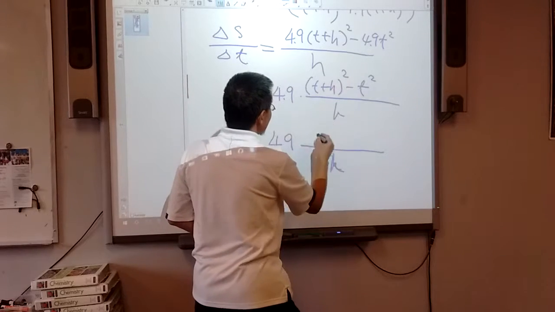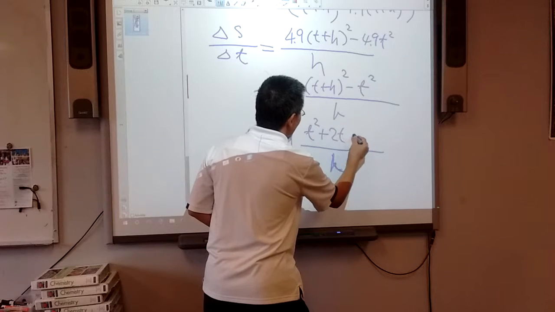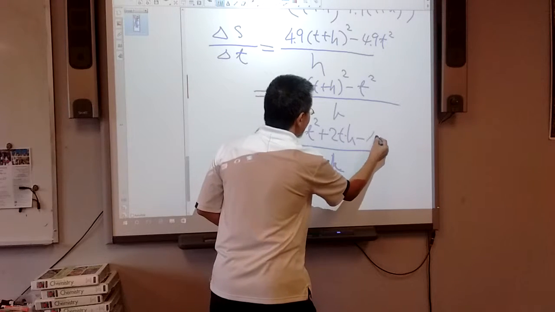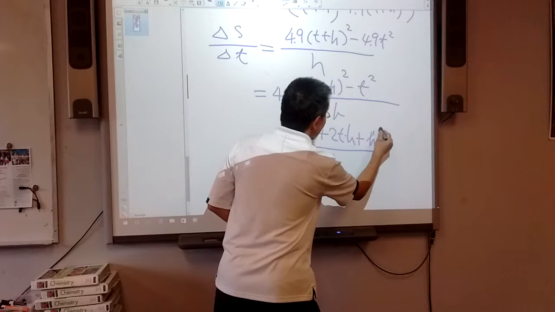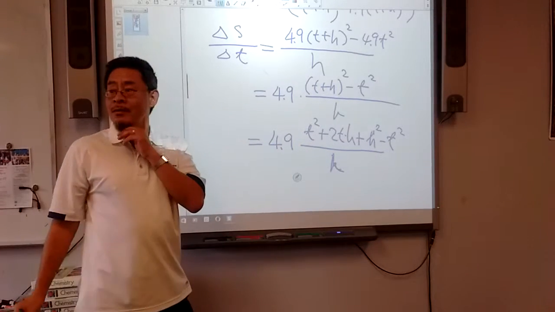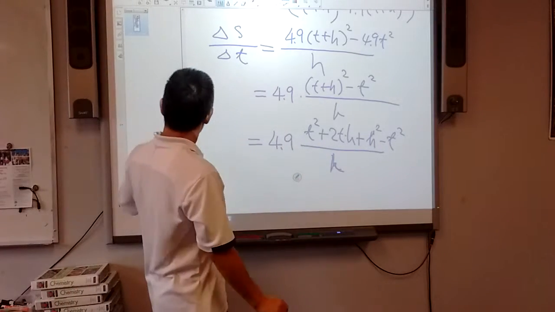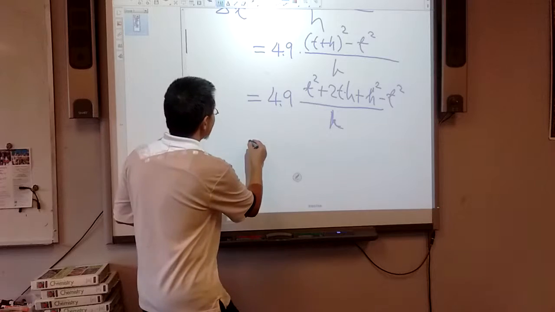T plus h squared, what? T squared plus 2th plus h squared minus t squared, right? We good? And t squared and t squared cancel. So what we have here is what?